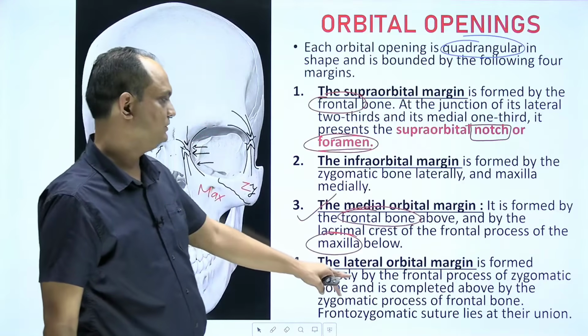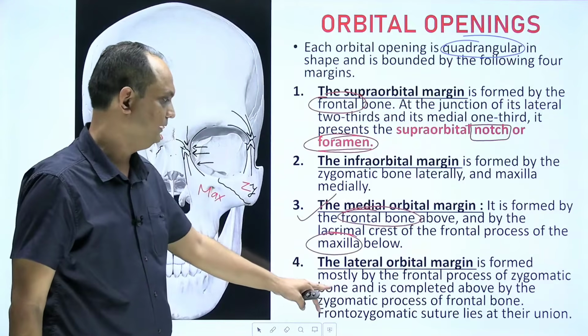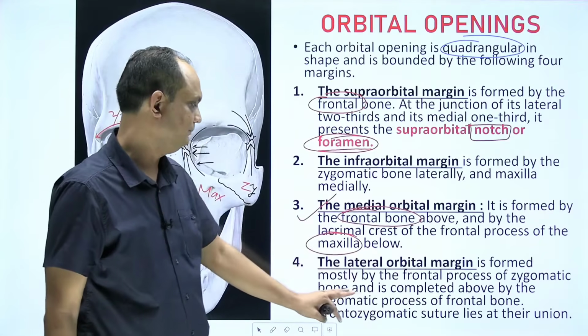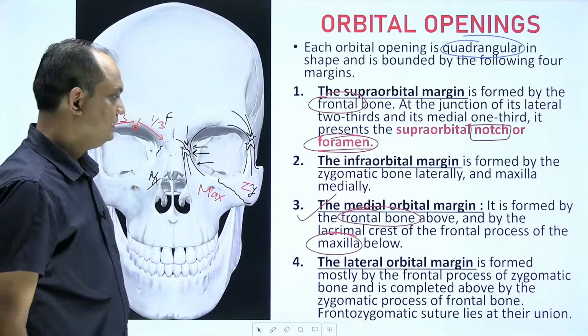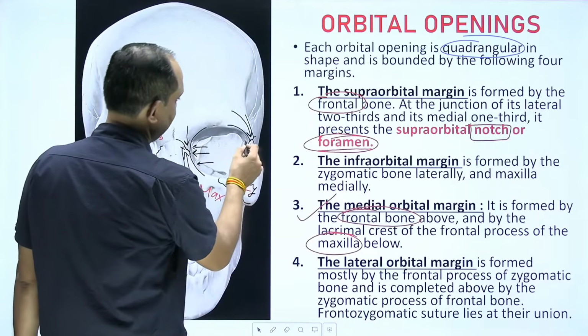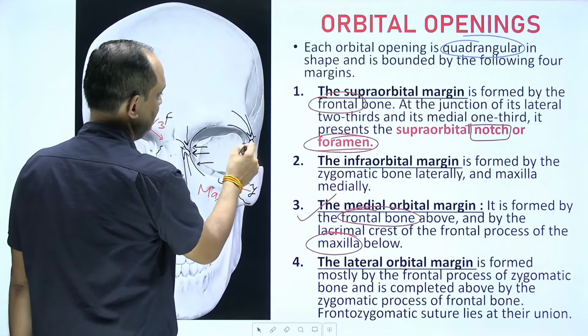So it is formed mostly by the frontal process of zygomatic bone and completed above by the zygomatic process of frontal bone. Clear? And what is the name of suture? The name of suture is frontozygomatic suture.